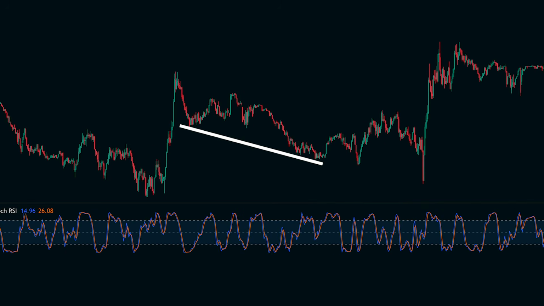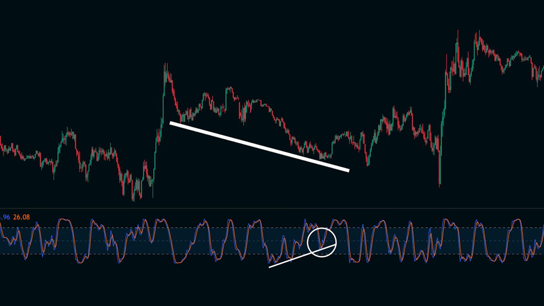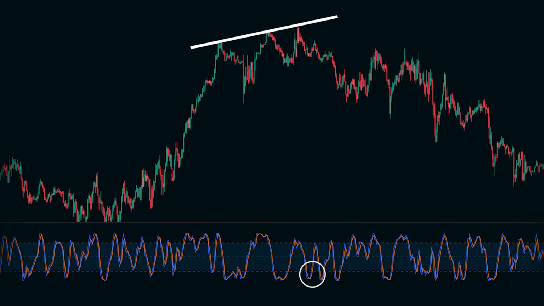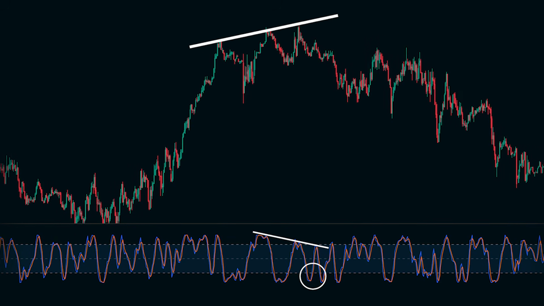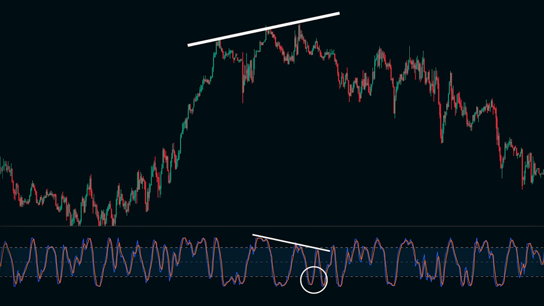Identifying the divergence alone is not enough to enter. We wait for %K to cross above %D after the second swing point is established for a bullish setup. We wait for %K to cross below %D for a bearish setup. This crossover confirms that the momentum shift has begun, not just that divergence exists.